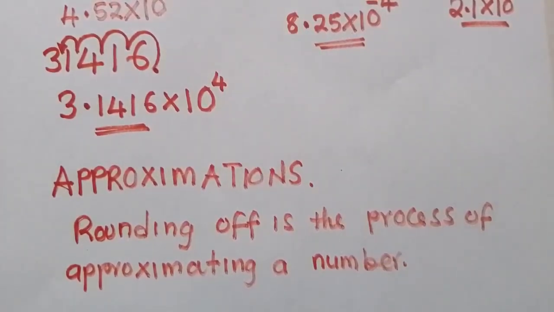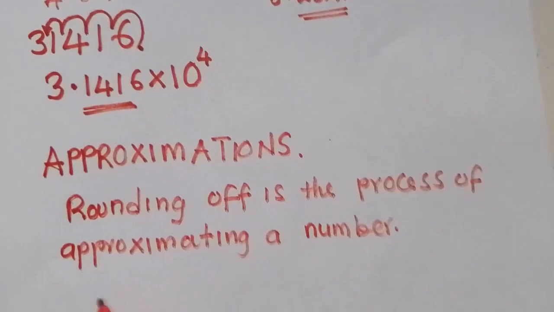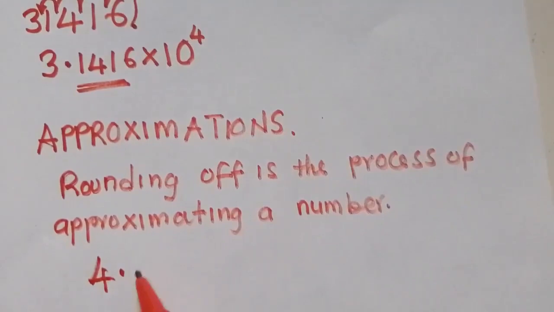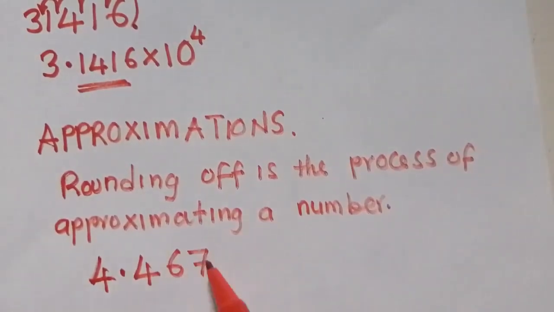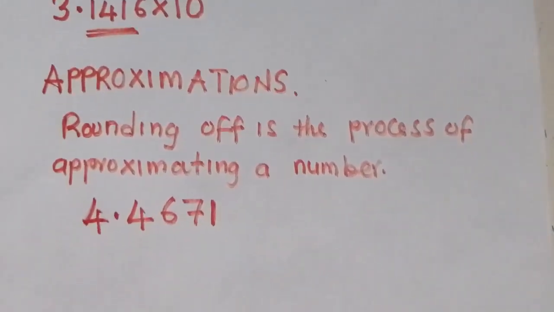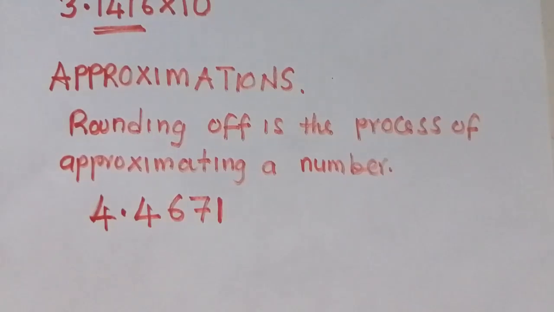So to round off a number, the first thing you need to do is to find the place in the number where the rounding off must be done and look at the digit to the right. Let's say you've got a number, 4.4671. I'm going to use this as an example.